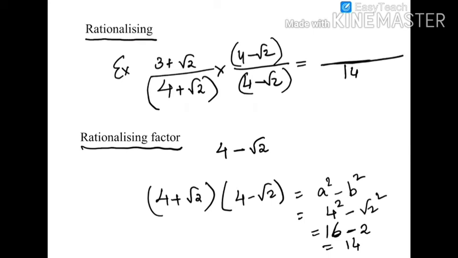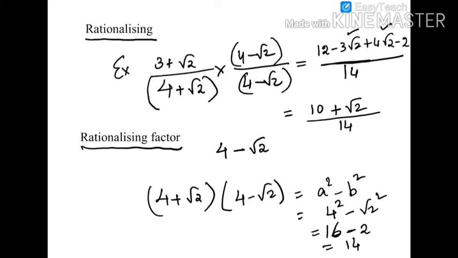So this will give us 12 minus 3 root 2 plus 4 root 2 minus 2. Now we can add 12 and minus 2, which is the rational part, and that gives us 10. We can add these two numbers because they have the same irrational part. So minus 3 plus 4 will give us plus 1 root 2, whole divided by 14.